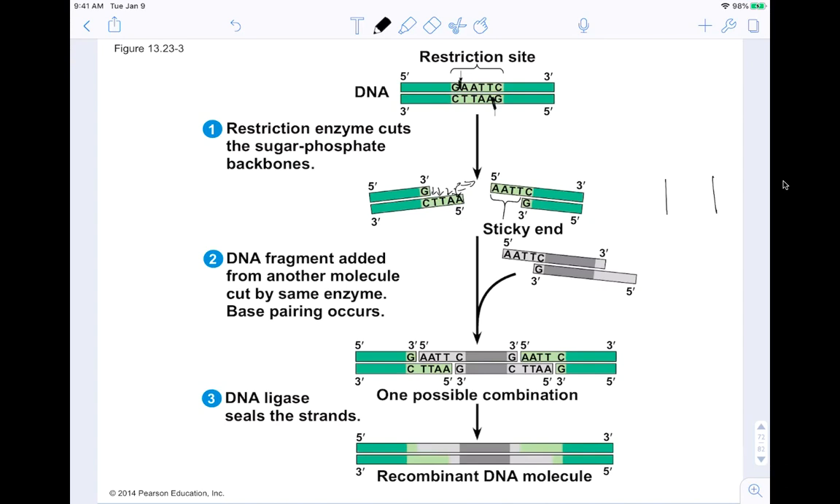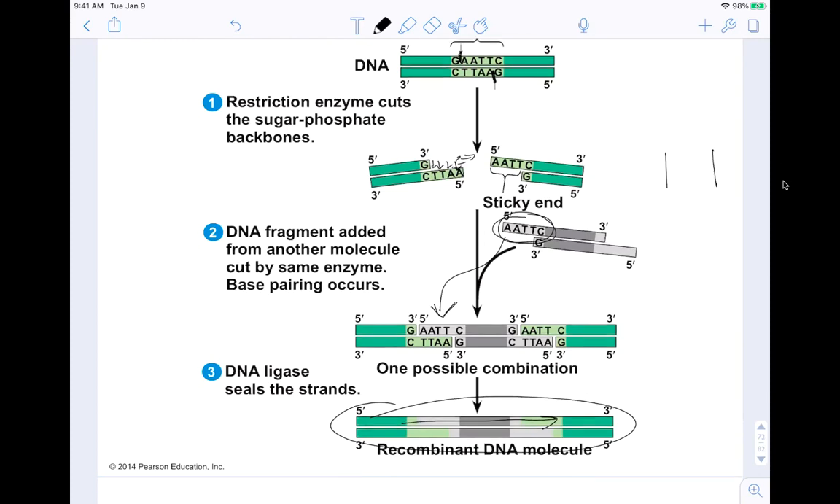So you have this predictable cut that you know will fuse back in with the original green DNA. So then DNA ligase is going to seal the strands together to make one solid piece of DNA again. And then your enzymes, any enzymes, are going to go right through and read this as if it wasn't new DNA, like it just existed always, which is really cool.